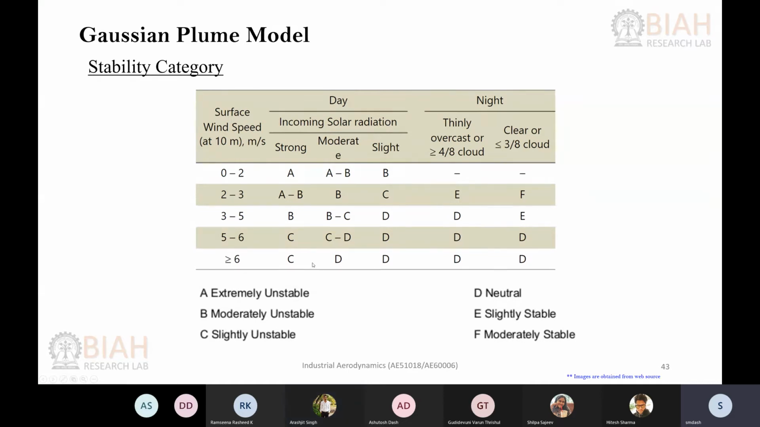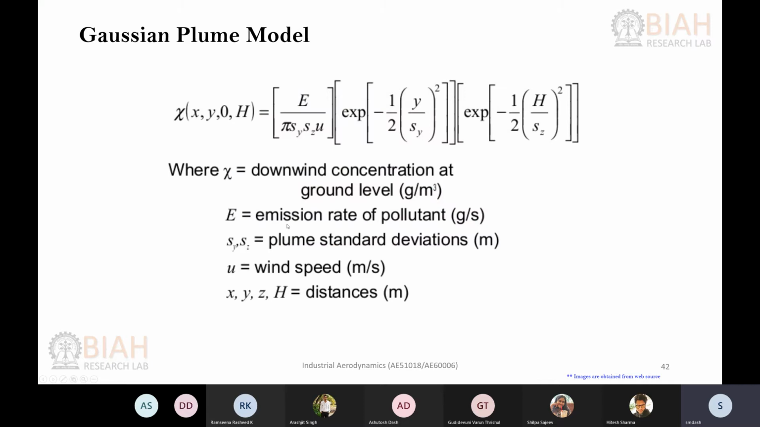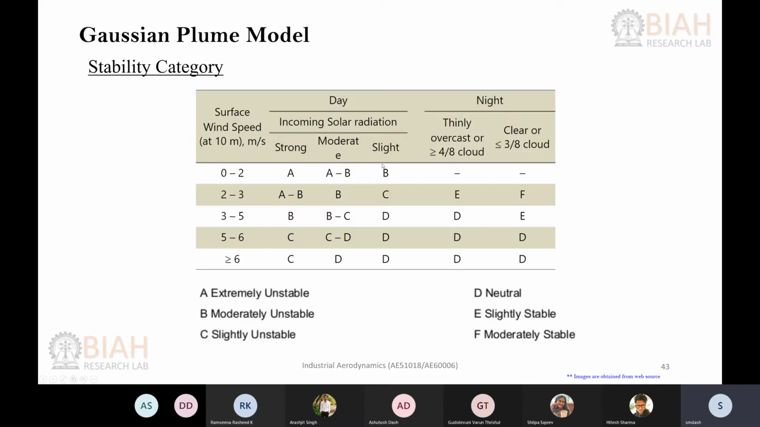Let's not go into that part because we are not going to get any quantitative information from that discussion. So rather, here what I'm going to tell you is how to use the Gaussian plume model and find out the concentration. So first thing is, in this formula you need to find out this SY and SZ, and SY and SZ depend on the atmospheric stability condition.